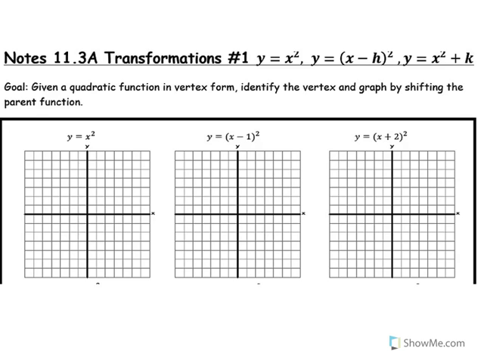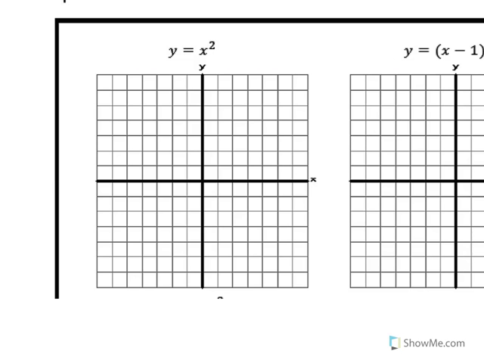So we have our parent function. This parent function right here that I just underlined is the basic parabola that we compare every other parabola to. The vertex is always 0, 0. So let's look at number 1. Okay, the vertex is going to be 0, 0, so put a dot at 0, 0. And this parent function graph is your basic parabola that looks like this.